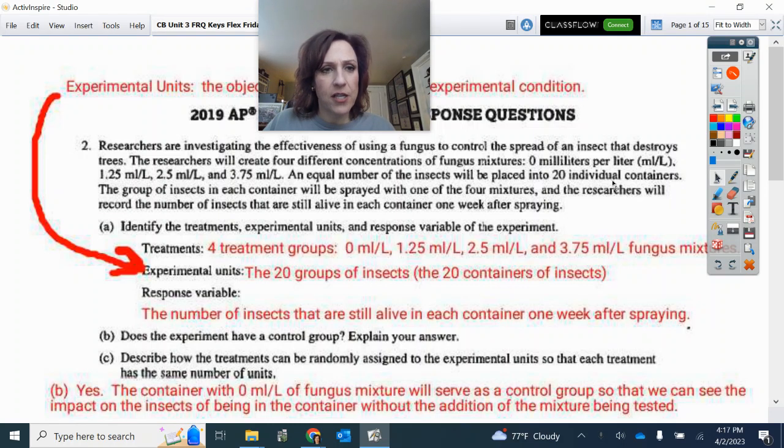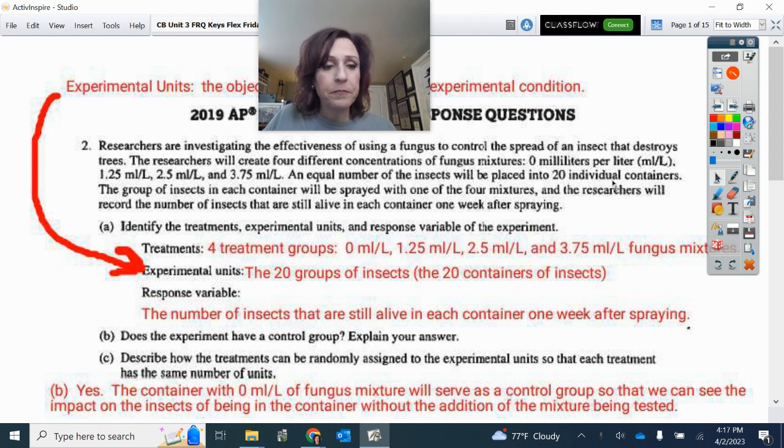All right, this is an experimental design problem, free response question 2019, problem number 2. Some major things here, I think, that was College Board's attempt at really clarifying some of the specific ideas that you should have about the definitions of the parts of an experiment. So, let's take a look at that.